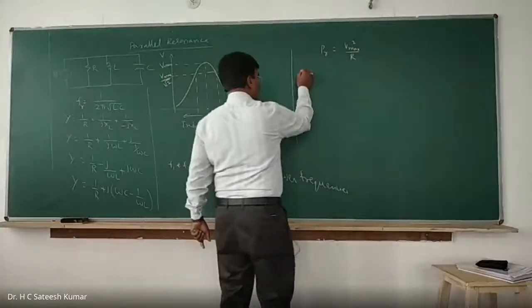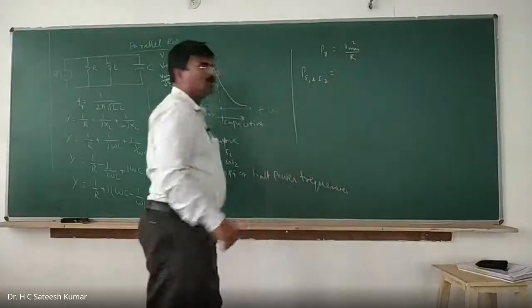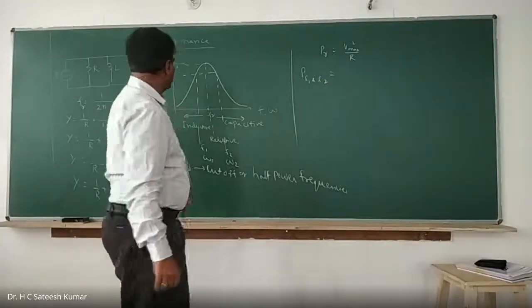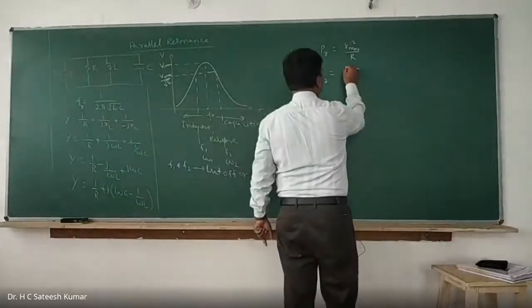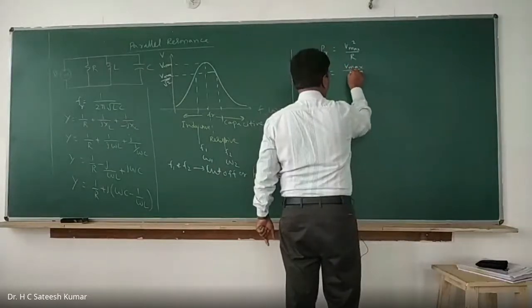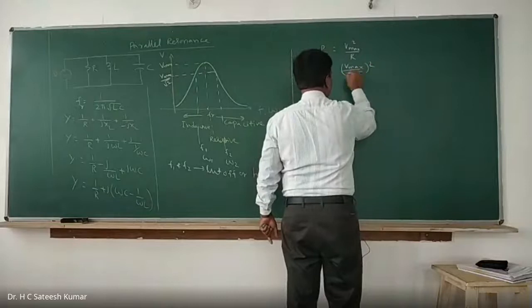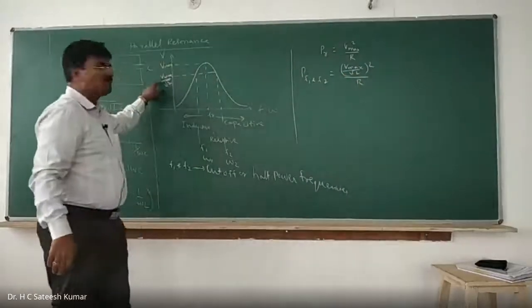Power at F1 and F2 is equal to, what will happen is the voltage is reduced to 1 by root 2 times. So therefore, we can write it as V max divided by root 2, whole squared, divided by R. Because voltage at this point is not V max, it is V max by root 2.